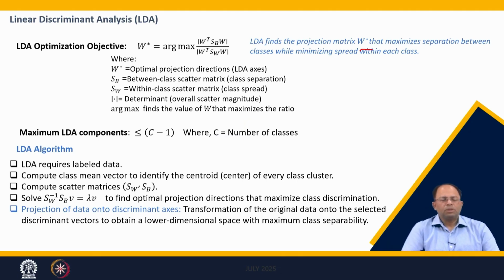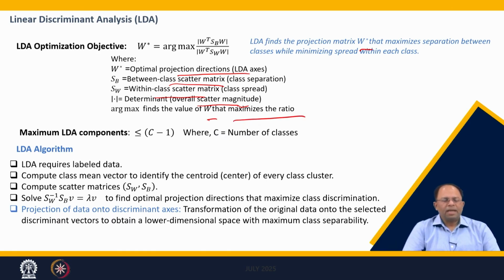W star is the optimal projection direction in the LDA axis, SB is the between class scatter matrix, and SW is the within class scatter matrix, and we take determinants of these so that we get a single value, an overall scatter magnitude. Because it is already calculated based on the distances and its transpose, we are automatically able to get a single value, and argmax finds the value of W that maximizes the ratio.